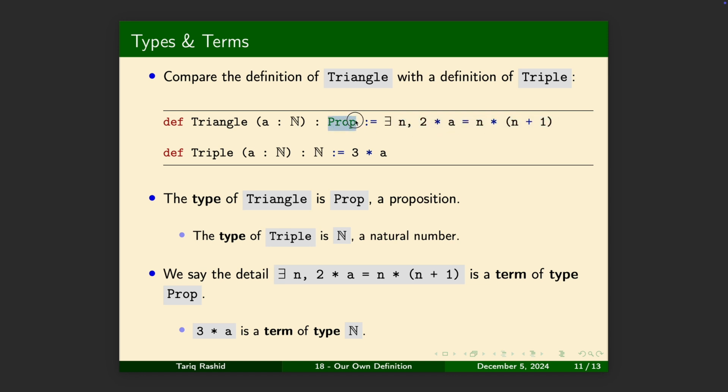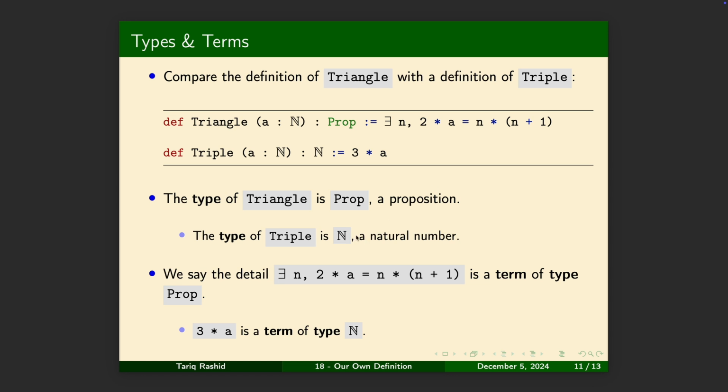So that's a proposition, that's a type which you may not have come across before, in the same way that that's a type. We will draw some pictures to explain that. I realise this is new. So some terminology here. The type of triangle is proposition. The type of triple is natural numbers, the set of natural numbers. So the output's a natural number.